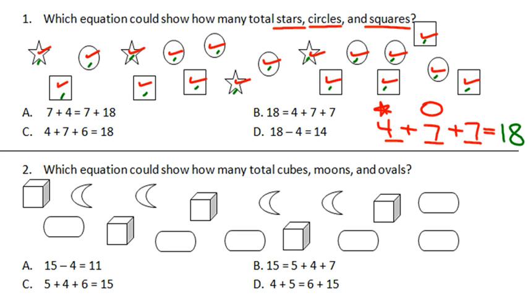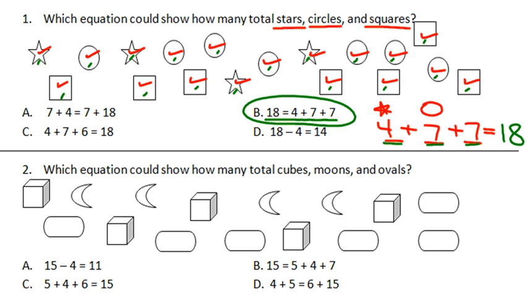Now I just need to find which one matches of my choices what I got. I need to find something that says 4 plus 7 plus 7 equals 18. Well, I see that here, because one thing we realized when we've practiced before, the equals can be on either side. It's true that 18 equals 4 plus 7 plus 7, the same as 4 plus 7 plus 7 equals 18. So my answer is B.